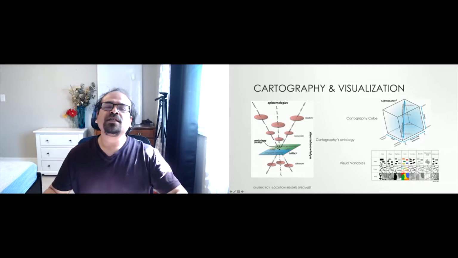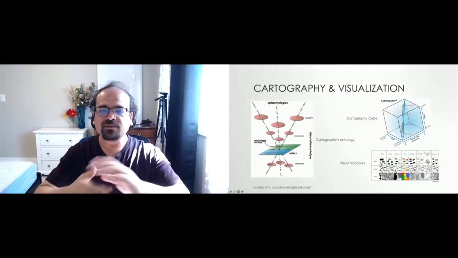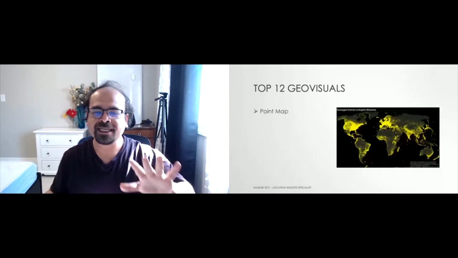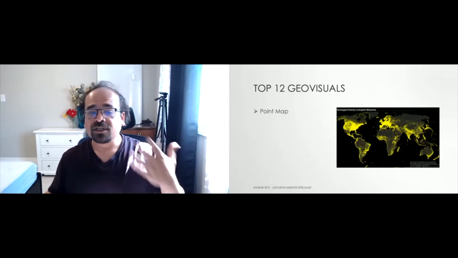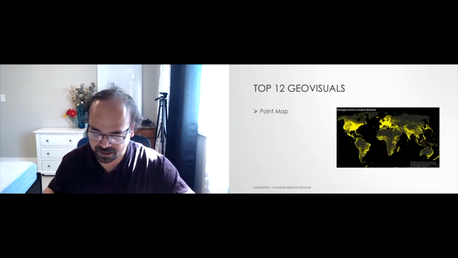So what are the top 10 visuals that we have in geospatial data? The first visual we have is point maps. Point maps are just plotting points on the map. Here you can right away see that North America and Europe are the biggest contributors in Wikipedia, right?